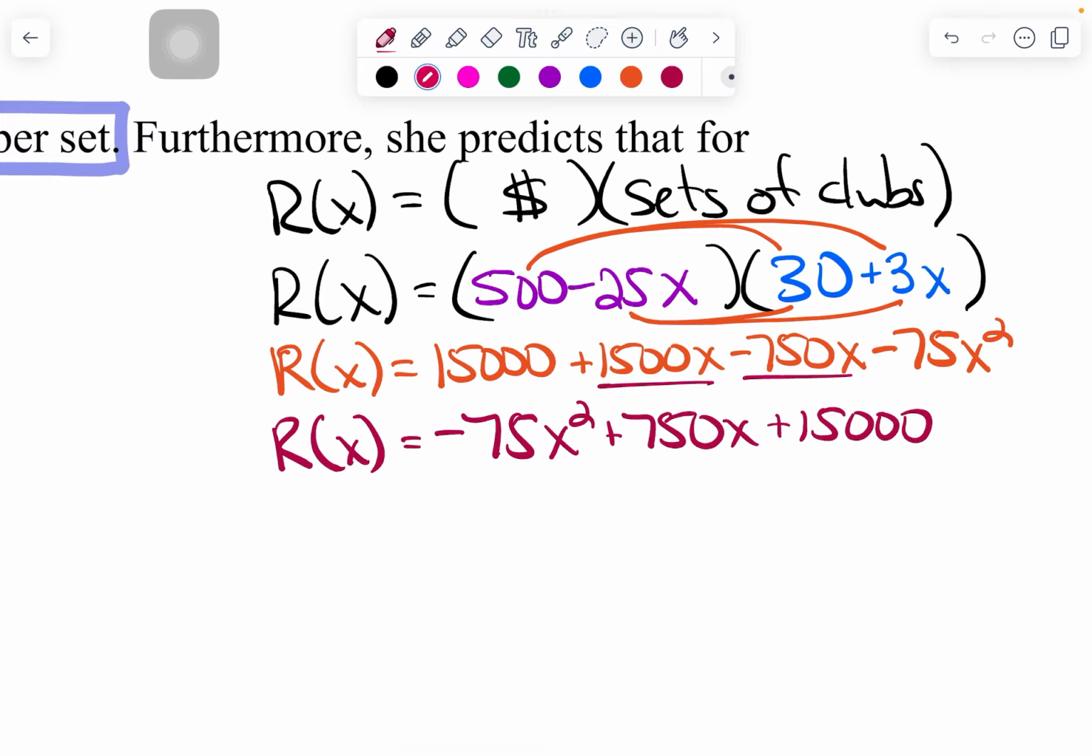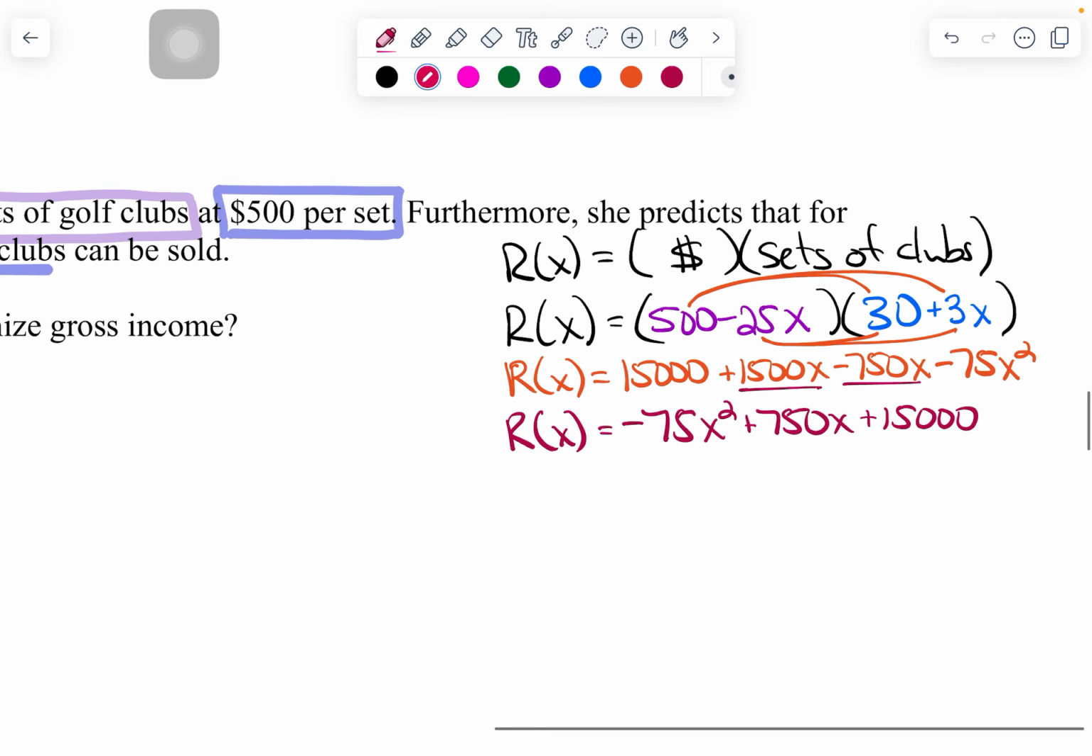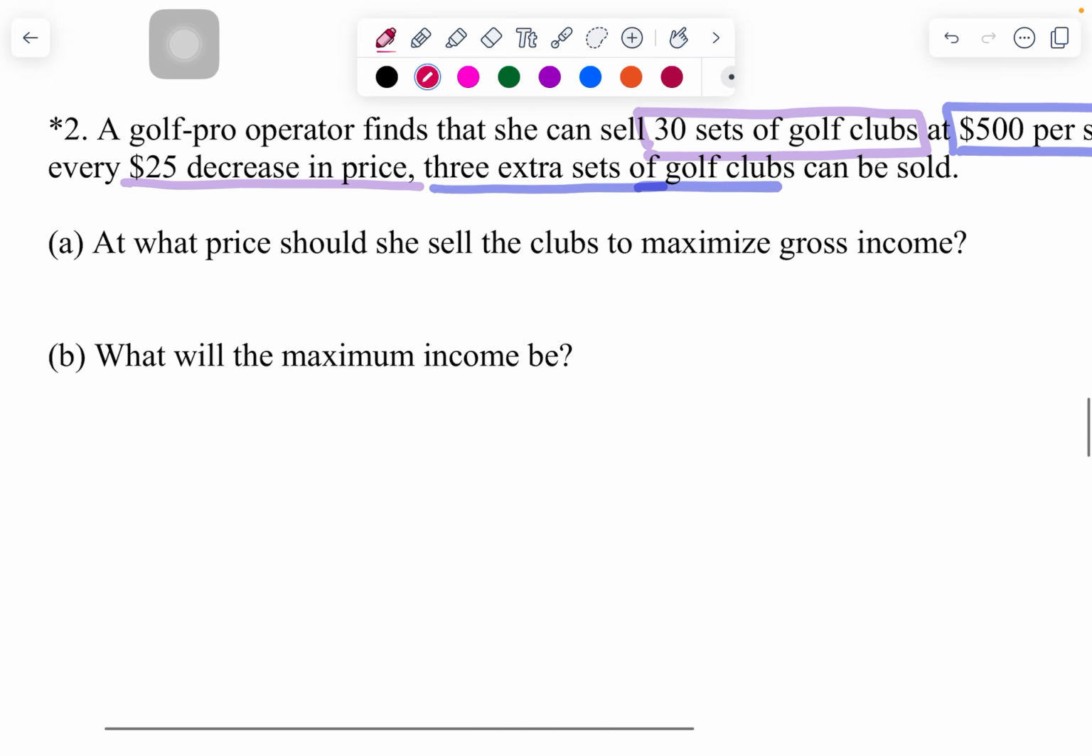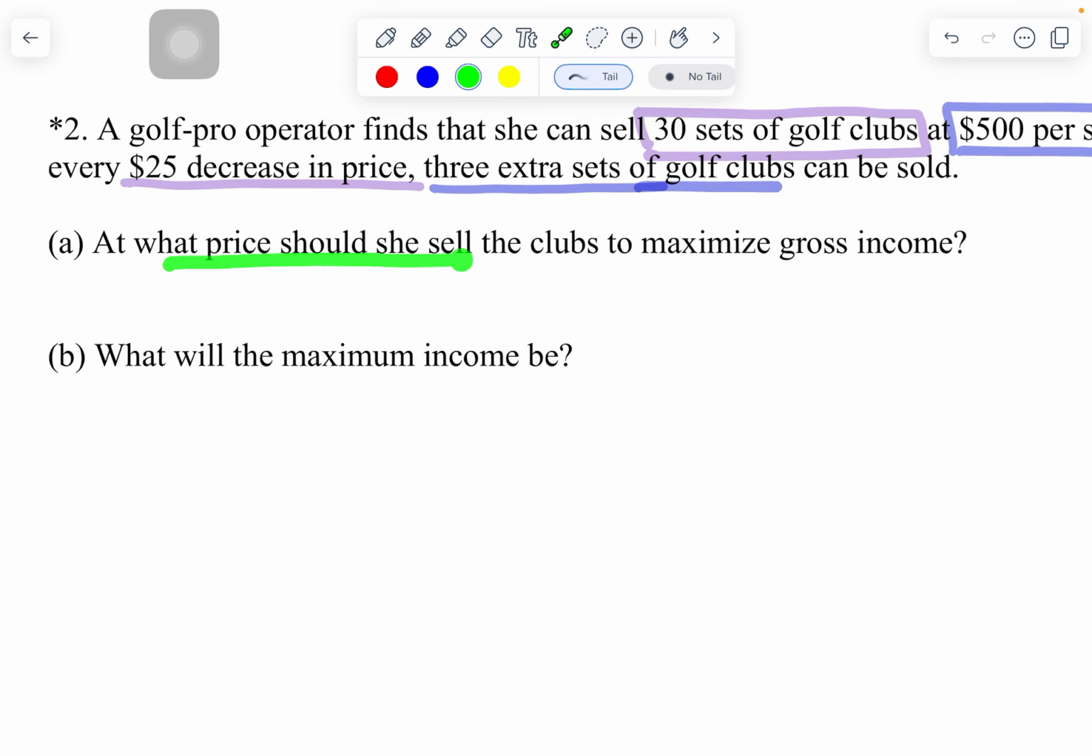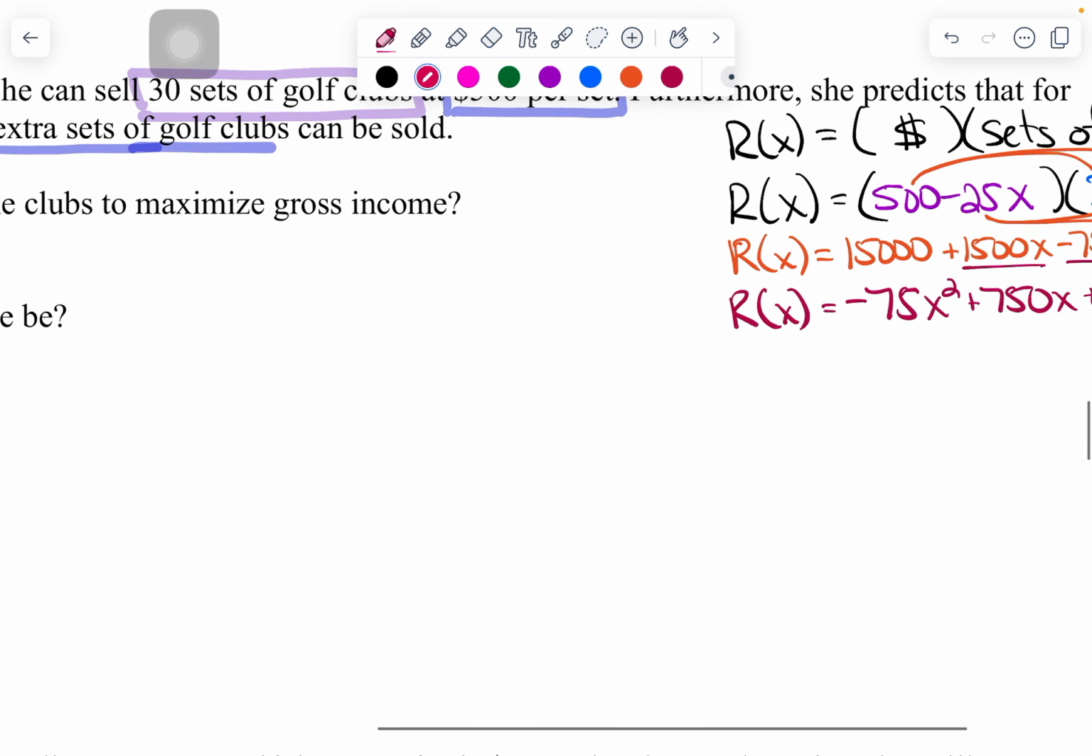All right, and then if I take a look at, there's a part A and a part B here. I want to figure out the price. So this is going to be the money part to maximize the income. And then what will the actual maximum income be? All right, so we're looking at maximums here.